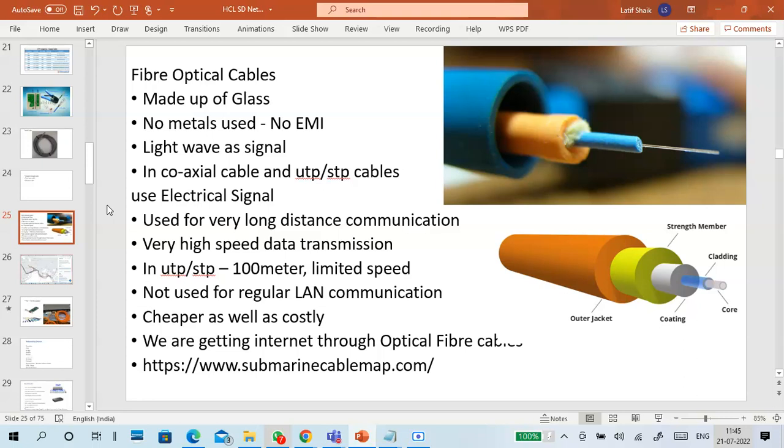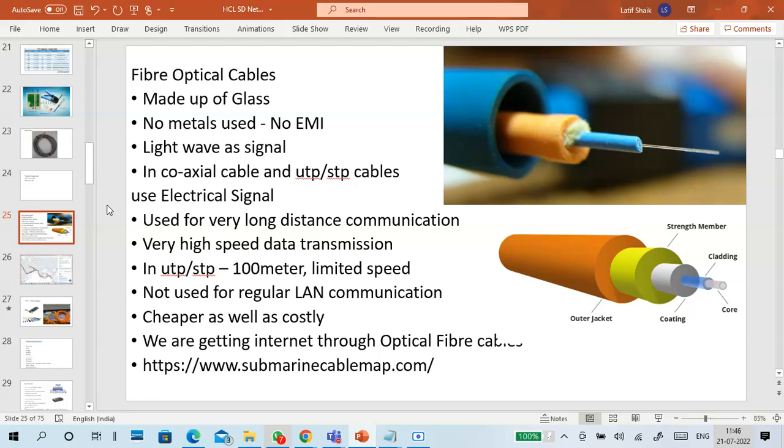So no electromagnetic interference means no crosstalk. Obviously it can cover a very long distance, because the signal is a light wave signal. So it can travel a very long distance, depending upon the strength of the light. We use a laser light there, so we are passing a very high speed and strong signal through it.